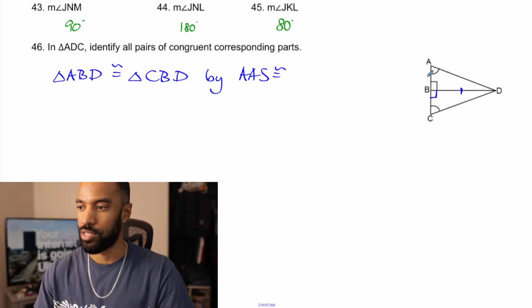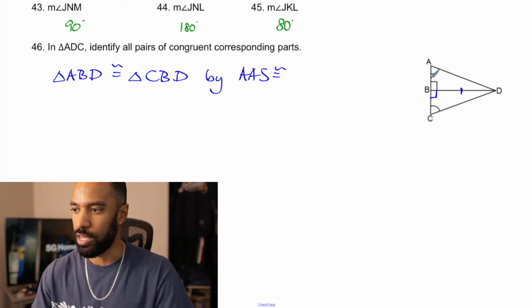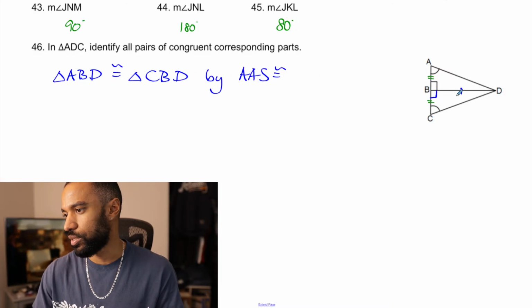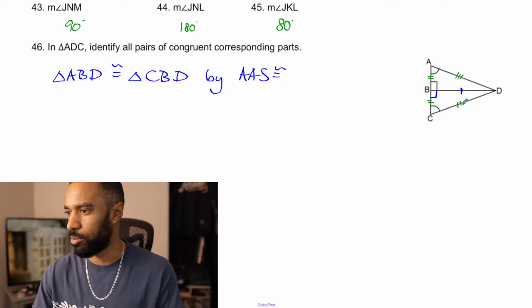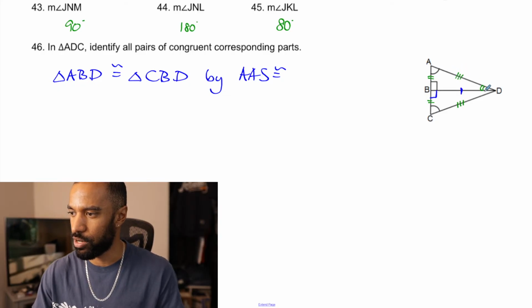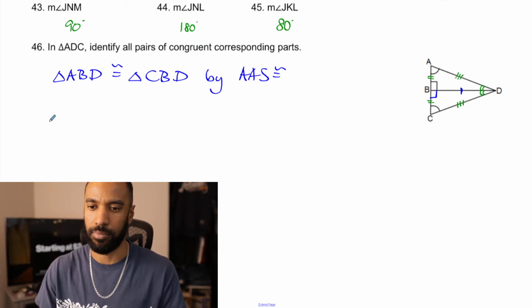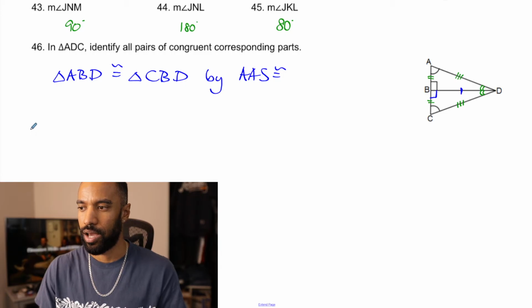Well, what corresponds? AB corresponds with CB. That means this is congruent to this. BD, oh, I already have that. AD is congruent to CD. And then this angle here is congruent to this angle right there. So identify them. I marked them. Let's just go ahead and call them out now.